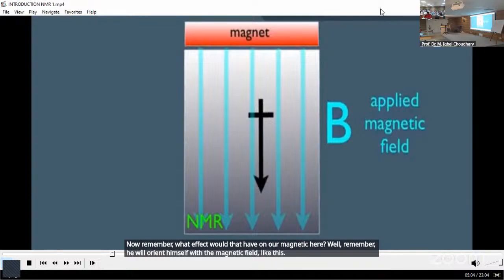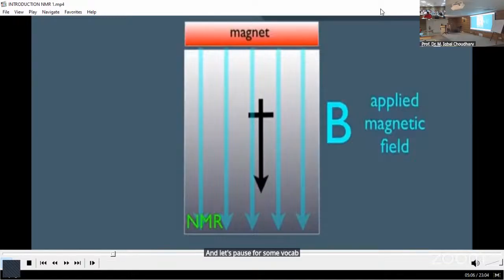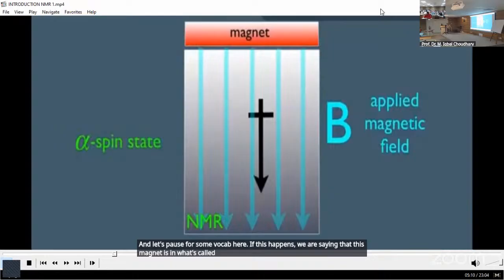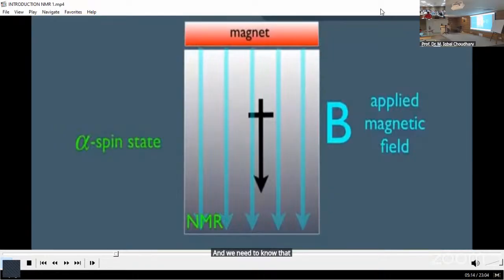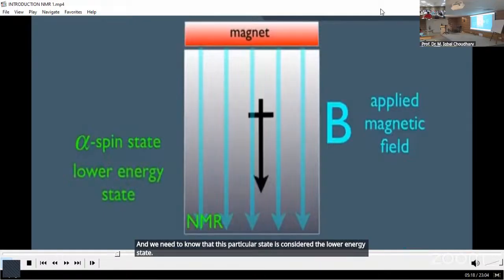And let's pause for some vocab here. If this happens, we are saying that this magnet is in what's called the alpha spin state. And we need to know that this particular state is considered the lower energy state, or more stable state.